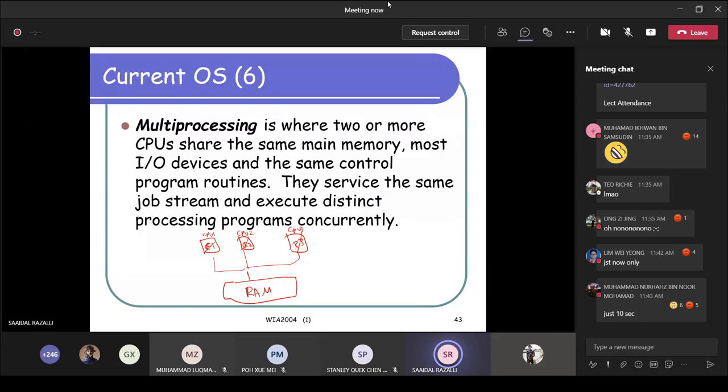Okay, multiprocessing. You have multiple CPUs. You can have a CPU, or you can have one chip that has a single independent CPU, like Intel 4 core, Intel 8 cores, and something like that.